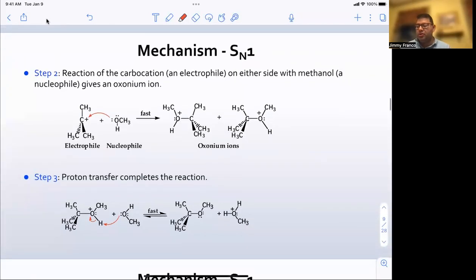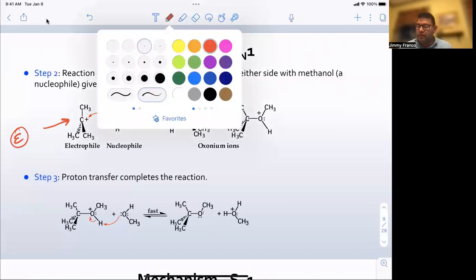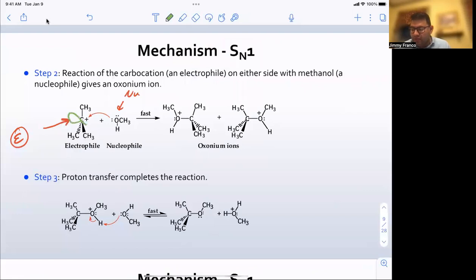Now, on step 2, carbocations are really good electrophiles. And so it's a carbocation, but it's also an electrophile. Here's my nucleophile. And it's such a good electrophile that you can have a really bad nucleophile. So methanol isn't the best nucleophile, but it doesn't matter. Carbocations are so reactive that as long as you have some lone pair, they'll push right into that carbocation and add. Now, one thing I want to draw here is you have an empty p orbital.